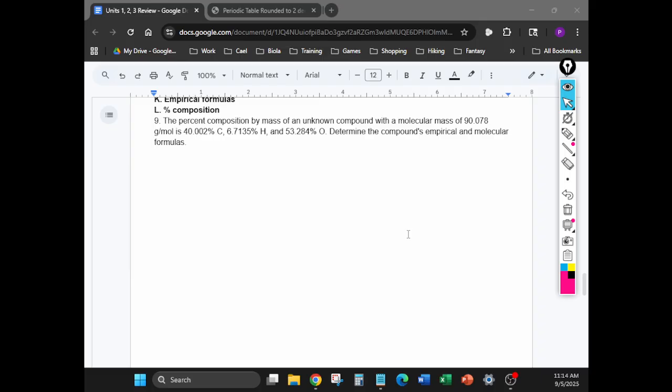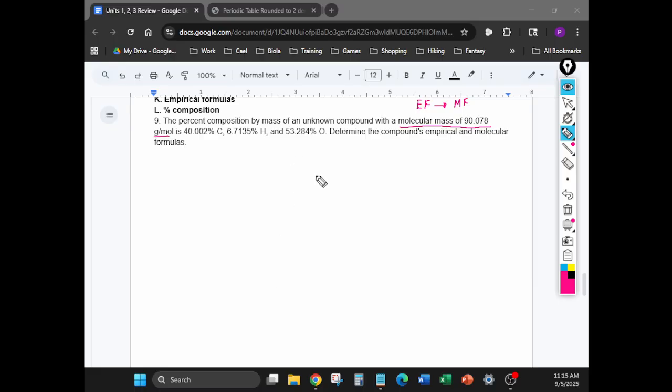So let's do number 9. Percent composition by mass of an unknown compound. It tells you that the molar mass is 90.078 grams per mole. If you see molar mass, it's telling you that once you get the empirical formula, it's going to allow you to calculate the molecular formula. So it tells you how to go from empirical to molecular. But first we have to figure out the empirical formula. And it tells you the percentages by mass.